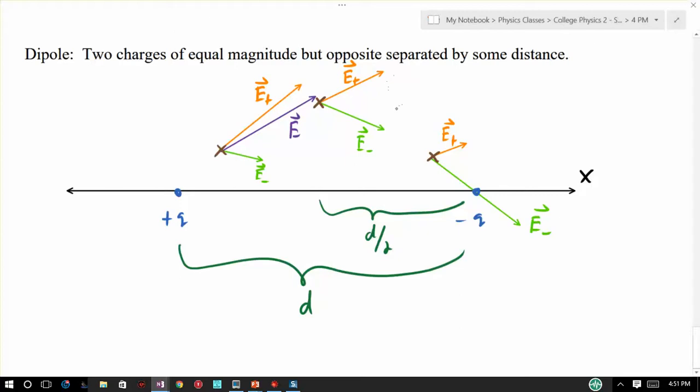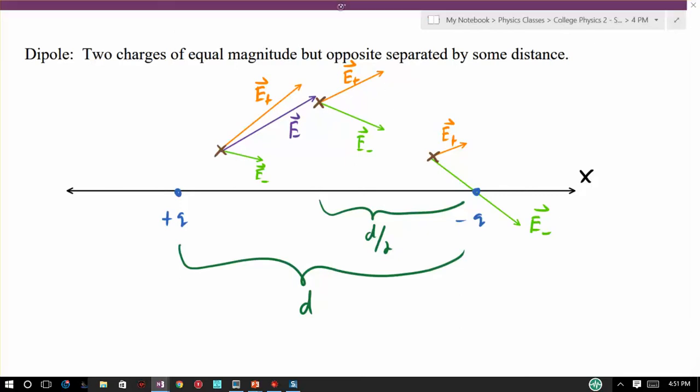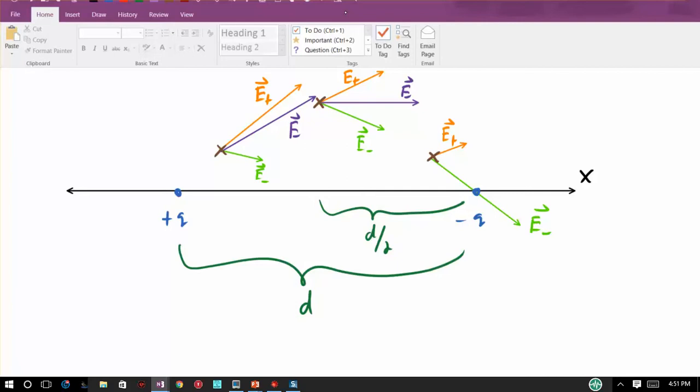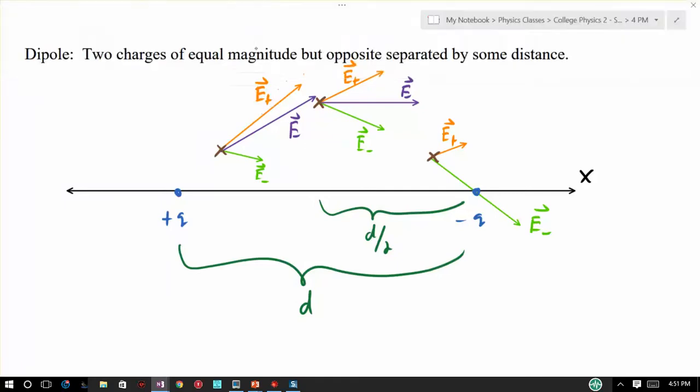If you add these two together, just like I described for this one, what you get is a total field that's just horizontal. That's what it looks like in the middle. When you're in between them, the field's just in the positive x direction for this case here. And then for this one, you put E minus at the end of E plus, and you get a field that looks like this when you sketch it. It's just a sketch, but it kind of looks like this.